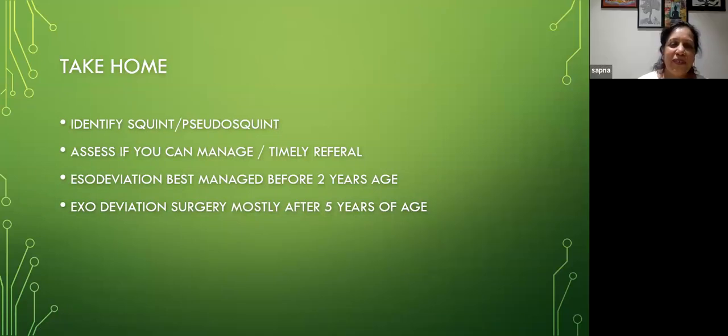Okay, so here we finish our concomitant squint. The take home message here is you identify the squint, whether it is a pseudo or a true squint. Assess if you can manage it. Otherwise, refer it for a timely treatment. ESO deviation before 2 years, EXO at least minimum after 5 years. Till then, manage, do a complete refraction, put him on convergence exercise, or counsel them how the course is going to be. The patient will remain with you.